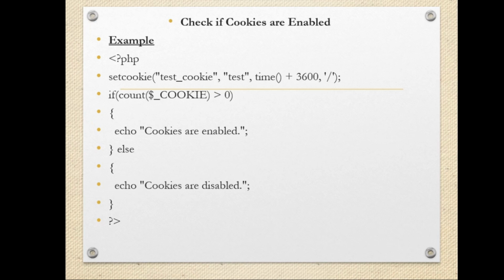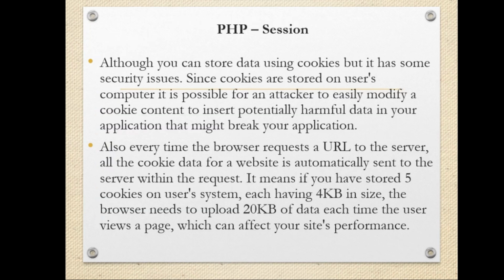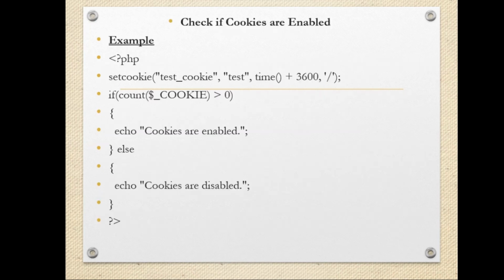Okay, this is an example to check if cookies are enabled. With setcookie, we are taking one variable, test_cookie, and time plus 3600. If the count of the cookie is greater than 0, that means cookies are enabled, else your cookies are disabled. Okay, so students, make sure that you run this program in your practical lab.